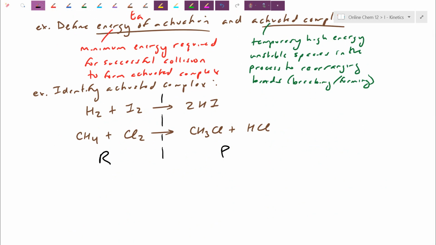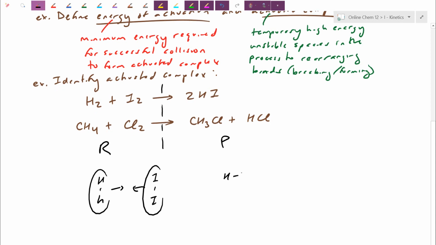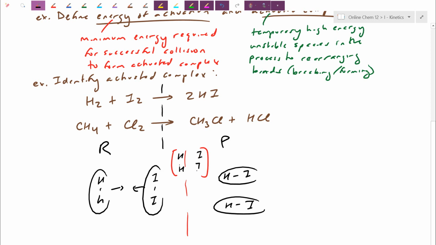For the first one, we did something similar. I have H2 and I2 colliding. Later on, they're going to end up becoming H and I, right? They've switched partners, H and I, and they can then leave each other. In this case here, the in-between is actually going to be when the H's and the I's all happen to be in a close vicinity, where I'm just starting to break the bond between H and H, just starting to create the bond between H and I. That's called the transition state. That is actually the activated complex.